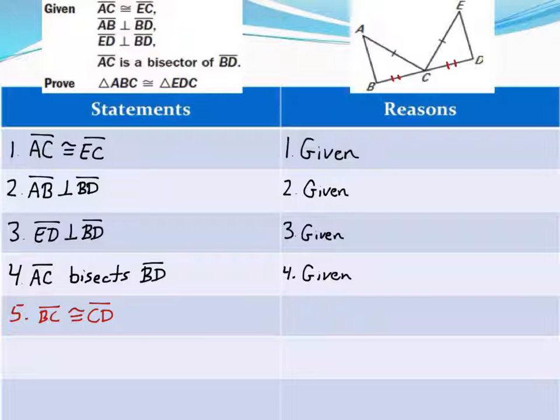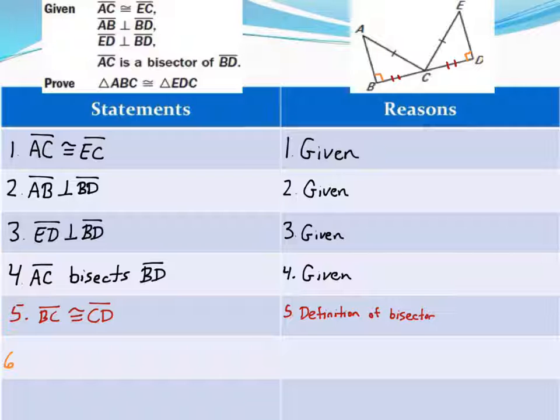The reason that I know BC and CD are congruent to each other is because I have a bisector. Bisect means to cut in half. So segment AC bisects segment BD. That was given to me. So BC and CD should be congruent. The reason I know that is not because it looks congruent, but because that's the definition of a bisector. That's what it does.